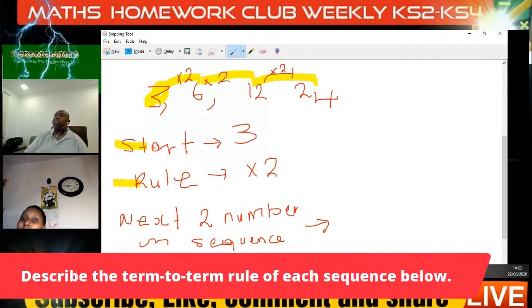Notice 3 and 6, you can have another rule. So that's why you can come up with different rules. Sometimes they do this in exams. They give you the first number, give you the second number, and say come up with the rule, come up with the next 2 numbers in the sequence, the next 3 numbers in the sequence. So now that you do that, you're in a very good position to have a go at these questions here.